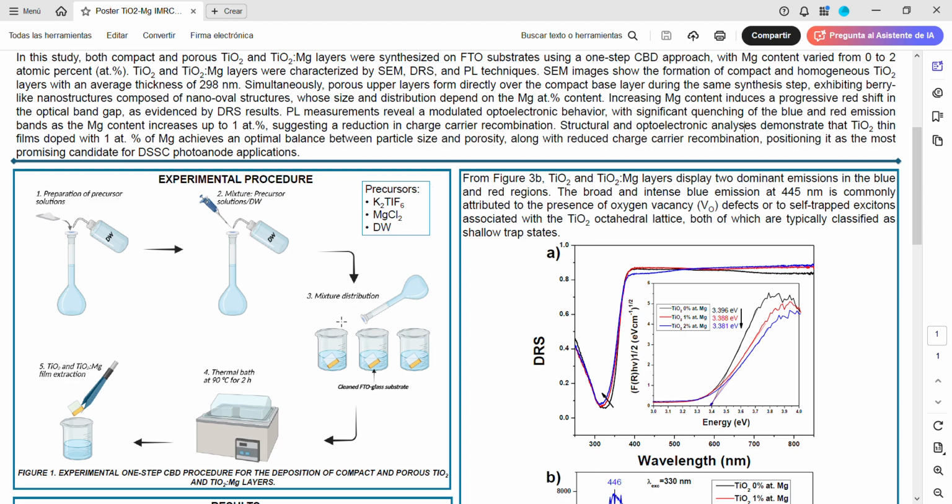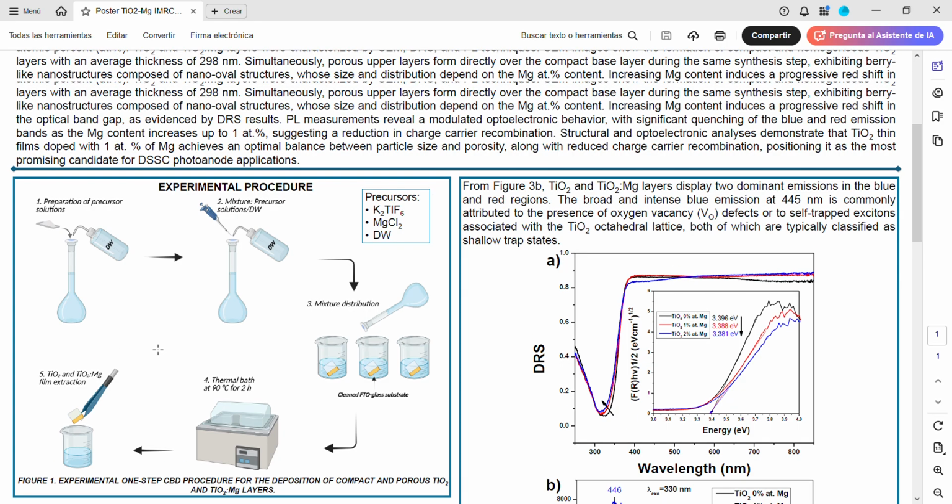Third, the mixtures were distributed in the same proportions into 3 beakers containing the FTO substrates inside to obtain a set of 3 samples under identical conditions. Next, the beakers were treated in a thermal bath at 90 degrees Celsius for 2 hours for each sample set. Finally, the samples were removed and dried after the ambient temperature was reached.